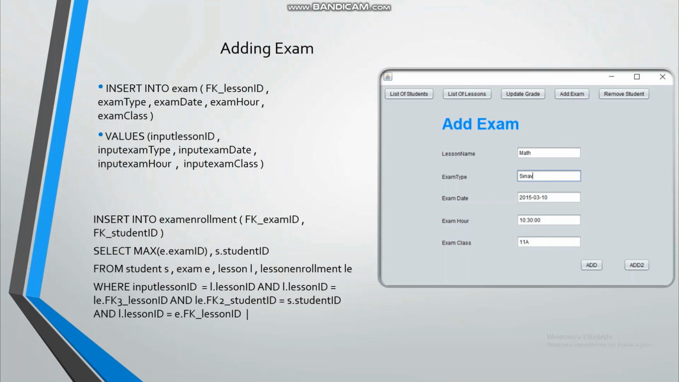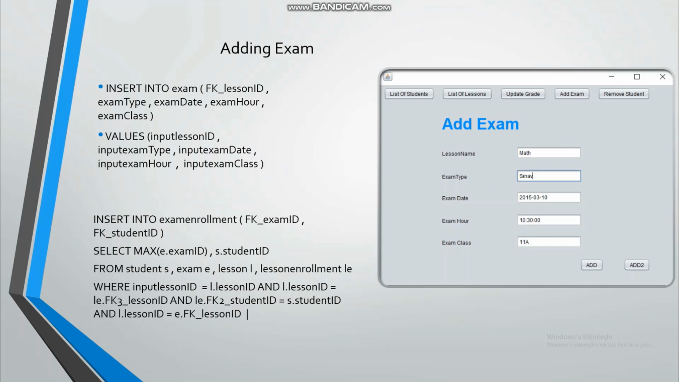Now, let's look at the SQL queries of this UI. When we click the Add button, the first query is going to work. This gives us the ability to insert user inputs into the exam table attributes. Lesson ID, exam type, exam date, exam hour, and exam class are the attributes of the exam table. But the most important attribute is missing, our primary key exam ID. Exam ID is also an attribute of the exam table. Exam ID is automatically given by the system because we set auto increment on exam ID in phpMyAdmin. In summary, the Add button adds the exam into the exam table.